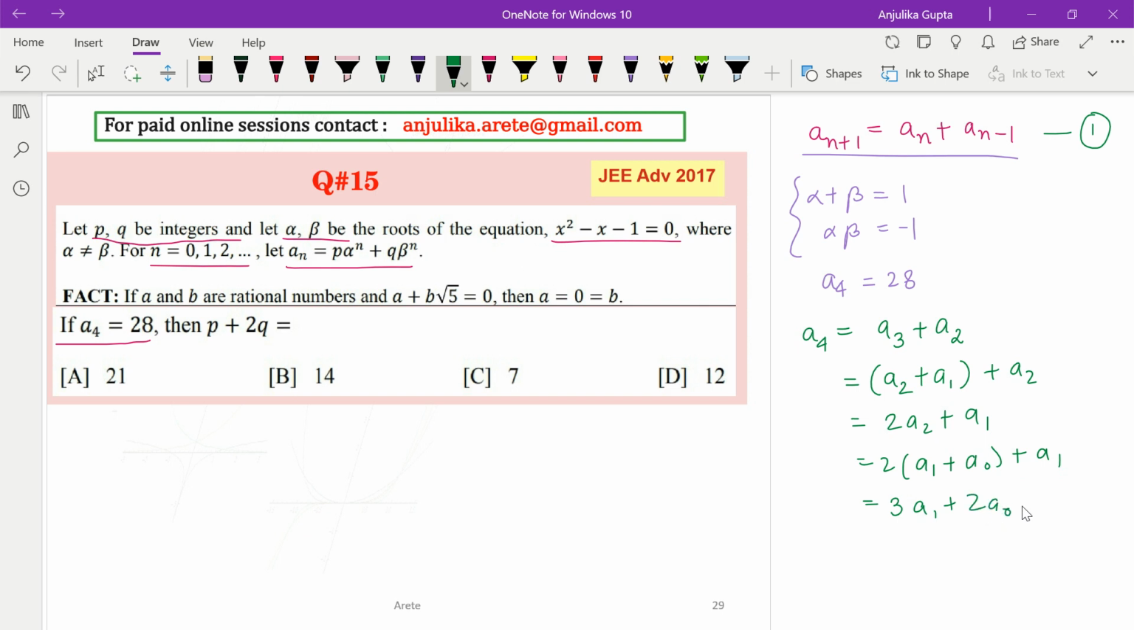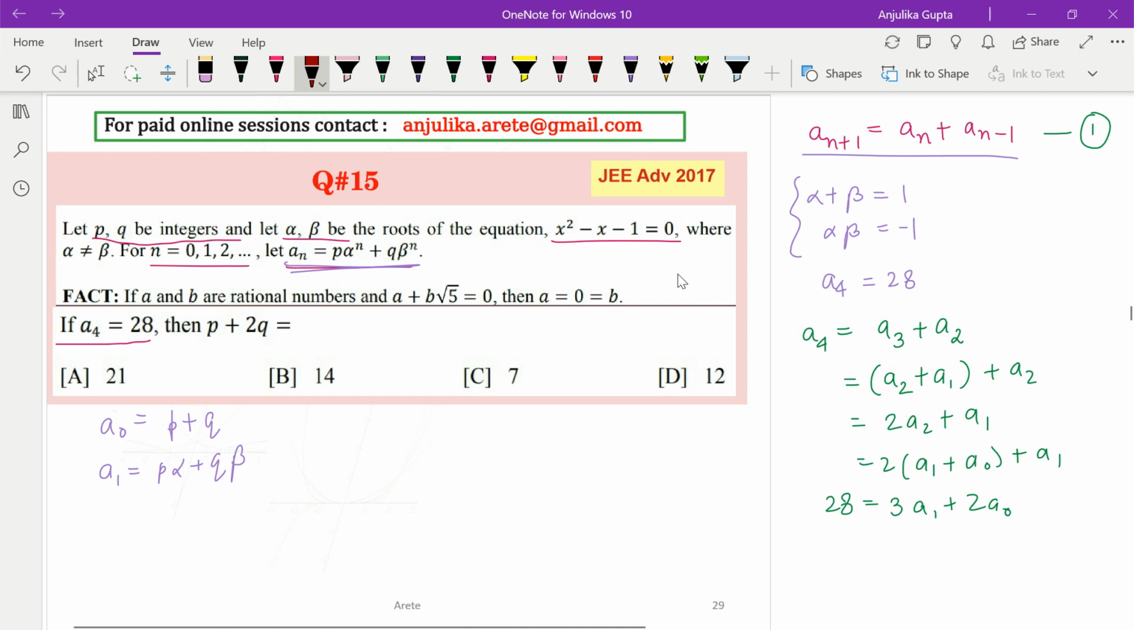And that value given to me is what? A4 is given to me as 28. Now can you figure out what a0 is? Instead of n you put a 0 here, so p alpha to the power 0, you get p plus q. Beta to the power 0 is also 1. And what's a1? P alpha plus q beta. We can plug in. So what is alpha beta?